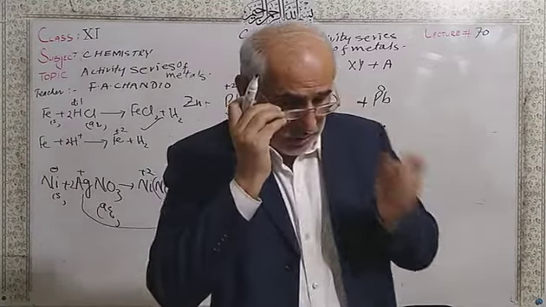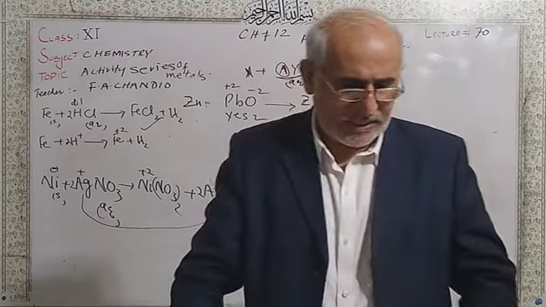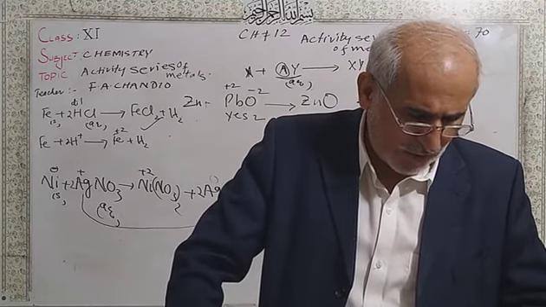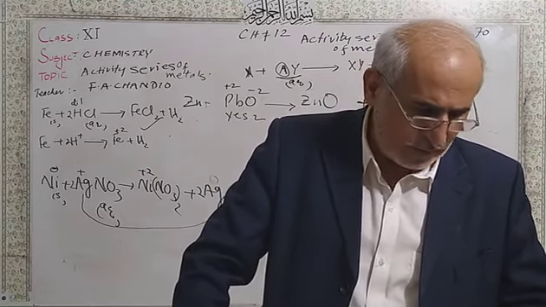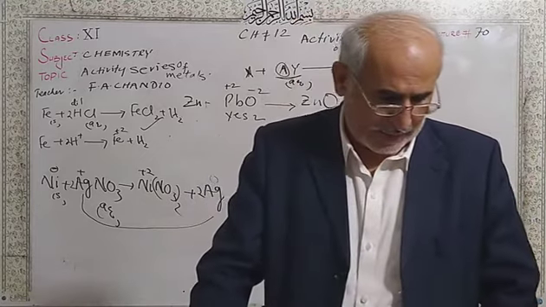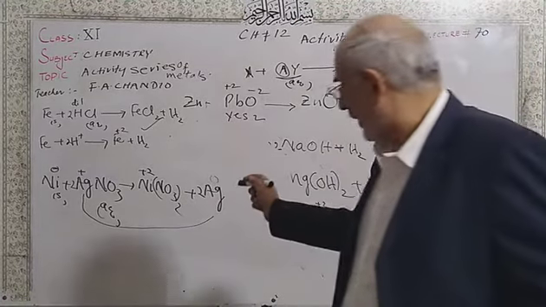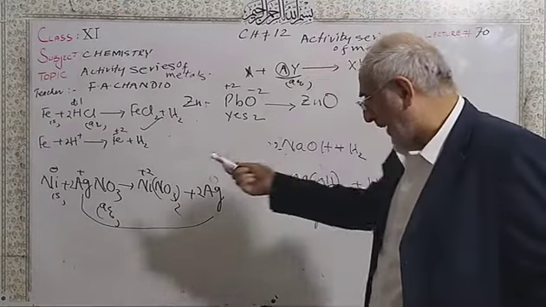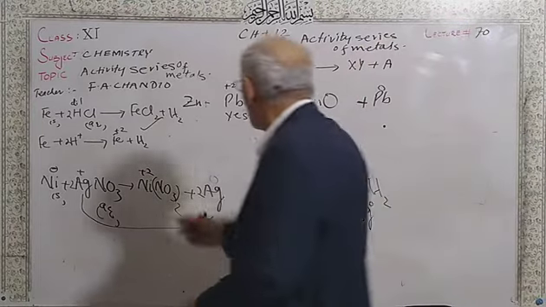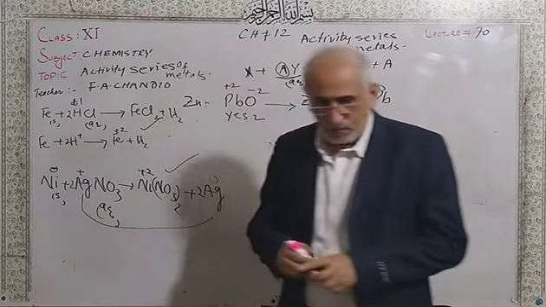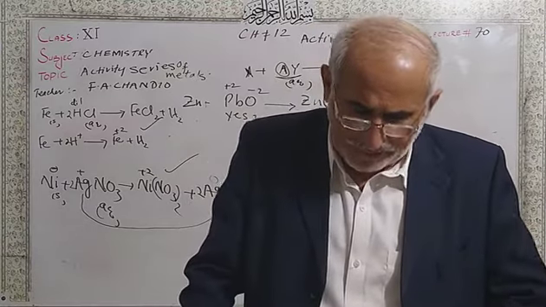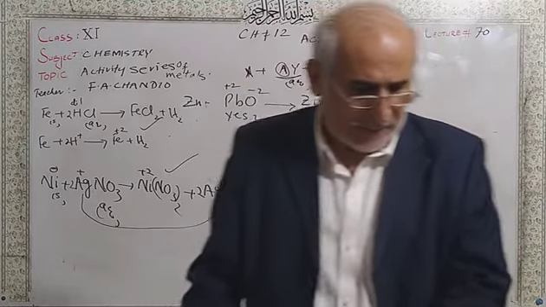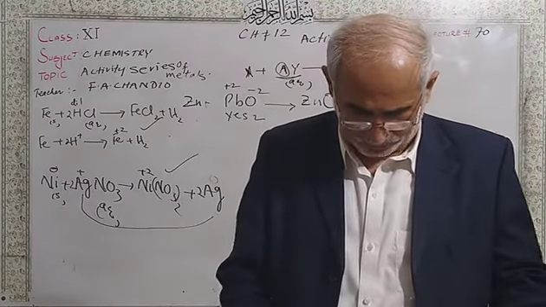Yes or no? According to the activity series of common metals, nickel is in the third group, moderately active metals, the second element after cobalt, then nickel. And silver is a moderately noble metal, so nickel is more active or reactive than silver. So this reaction can happen. The reaction will occur according to the activity series of common metals.